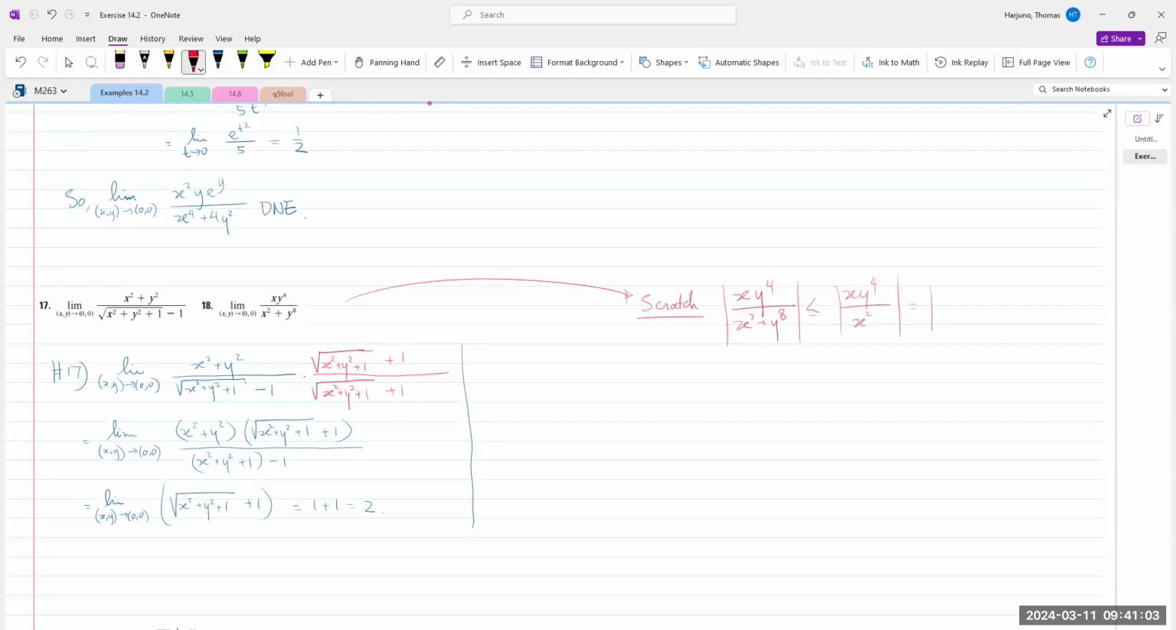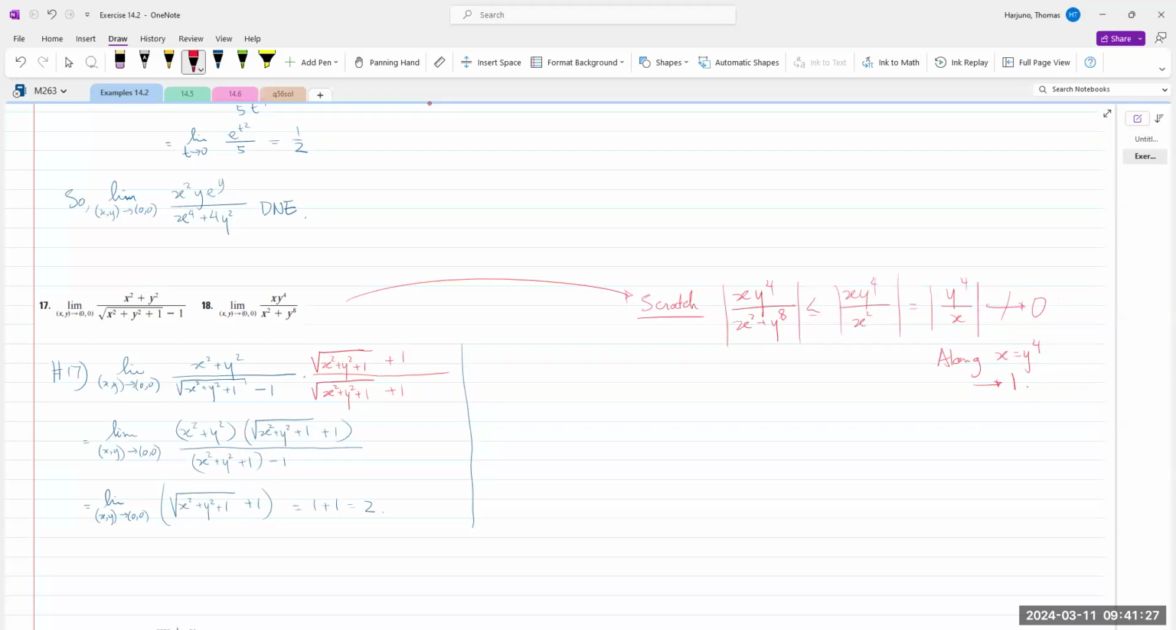This is equal to y to the fourth over x. This will fail to go to 0. In fact, it will go to 1 along x equals y to the fourth. It will go to 1, right?